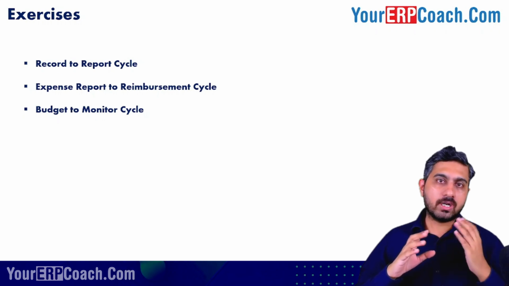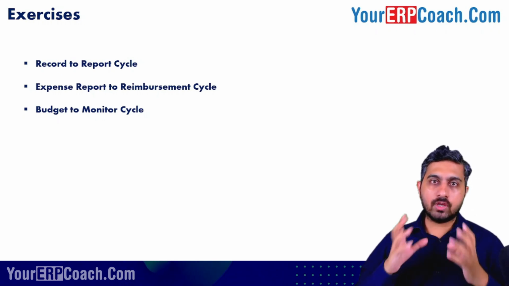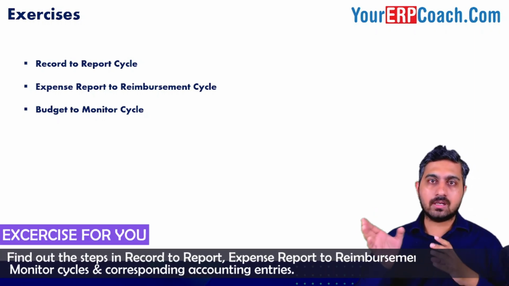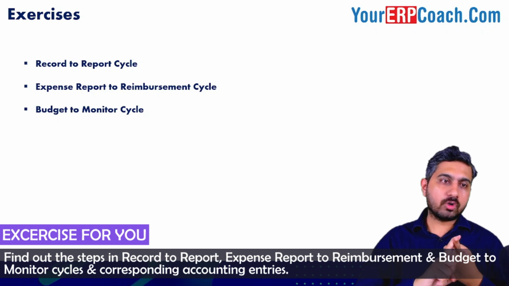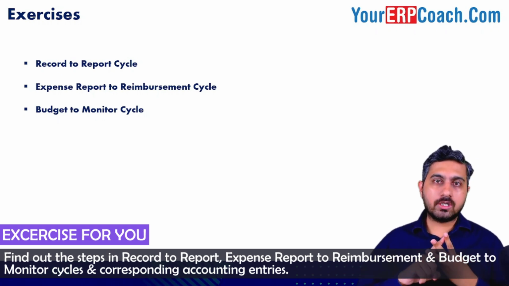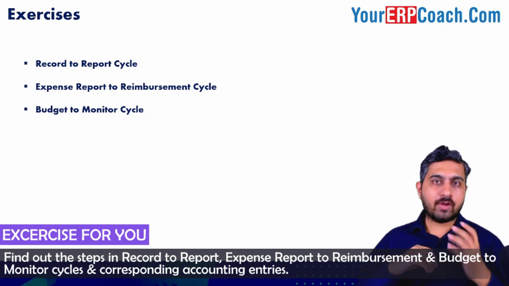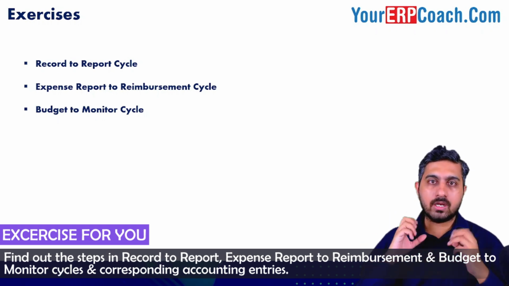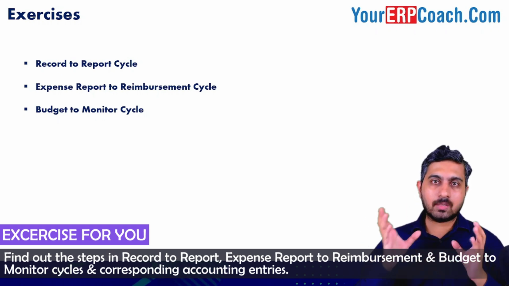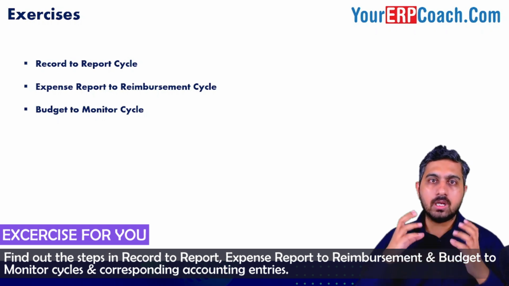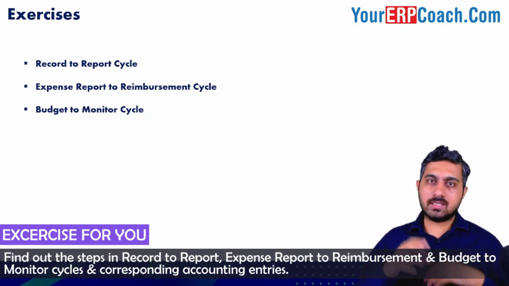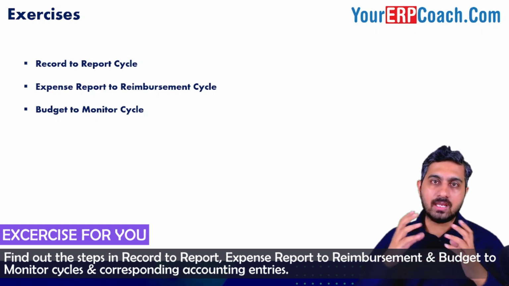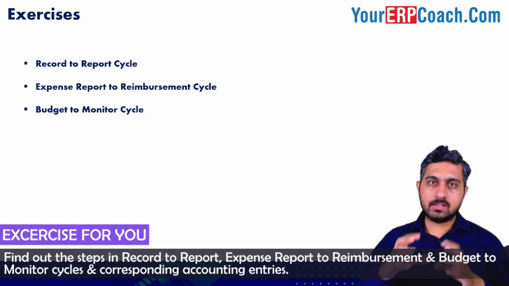The next process cycles that we are not going to discuss in this video, but it is an exercise for you to figure out what the steps are, are the record to report cycle, expense report to reimbursement cycle, and budget to monitor cycle. You can Google, you can find out on docs.oracle.com, and prepare the steps in all these cycles and what the probable accounting entries or accounting impacts are in all these cycles. We are anyhow going to cover some of these cycles as we move ahead with our Oracle Cloud Core Financials course.